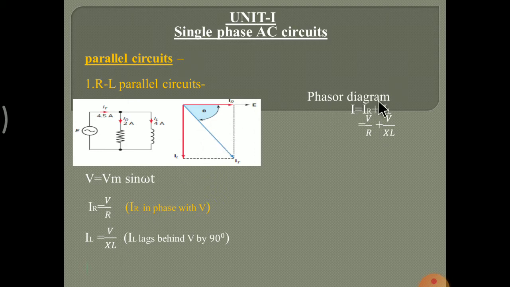Then the phasor diagram shows I is equal to IR plus IL, that is the vector addition of IR and IL. This is the total equivalent I which is got from IR and IL. Then I is equal to IR plus IL. What is IR? V upon R, and IL is V upon XL. So V upon R plus V upon XL gives the total equivalent I.